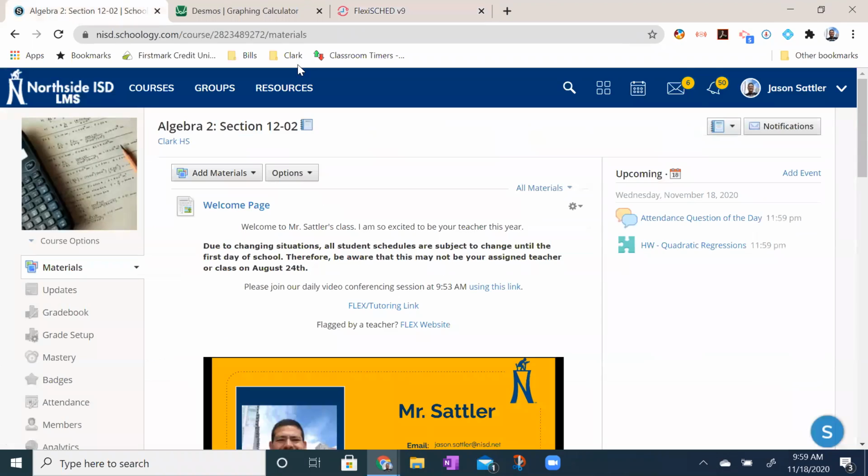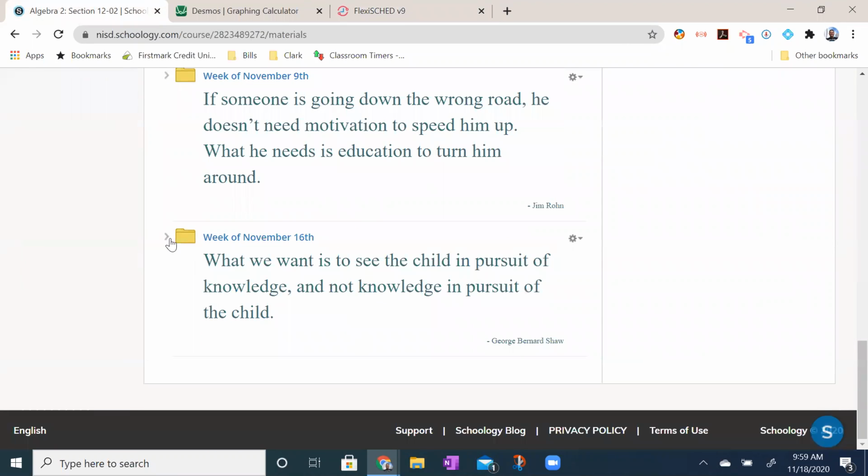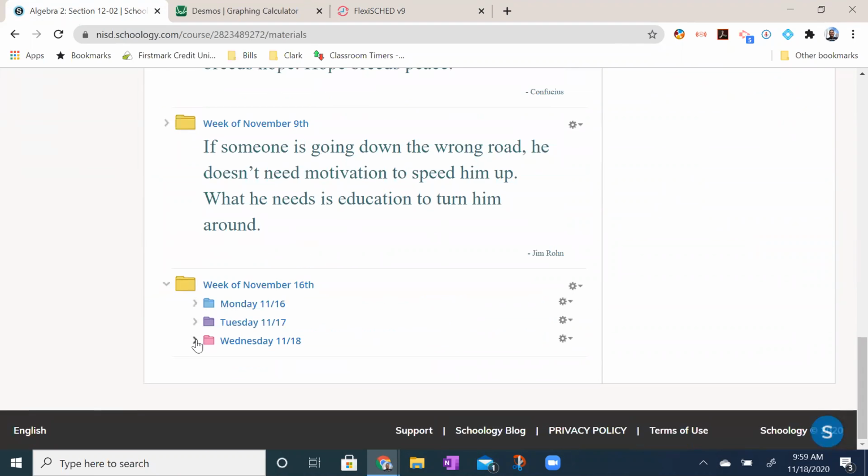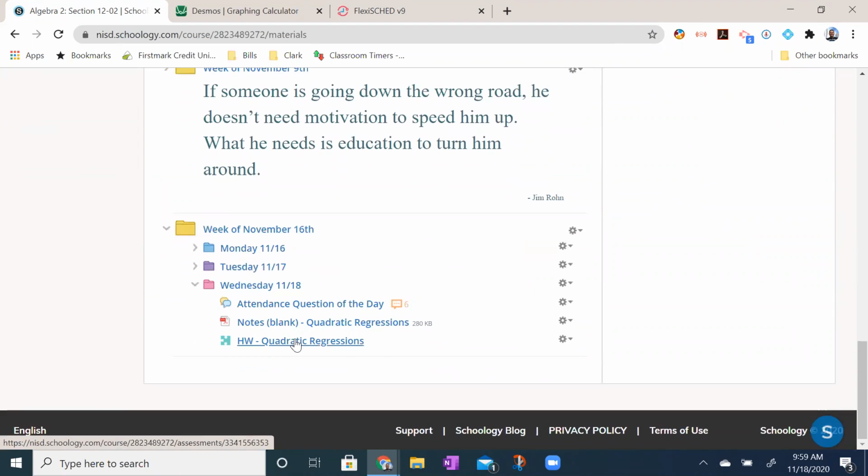All right, guys. So for today in Schoology, if you've seen, got a new lesson today. It's a quadratic regressions, and what this does is that it calculates quadratic equations for you that you can use to make predictions with. All right, so we got some blank notes in there, and there's no video as you see, because what we're going to do is we're going to make the video right now using the Zoom.